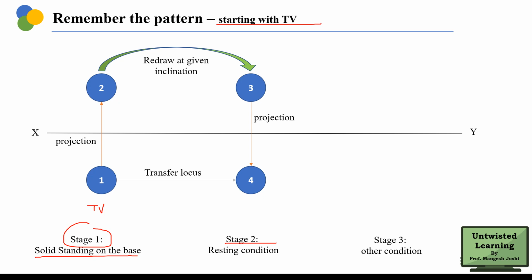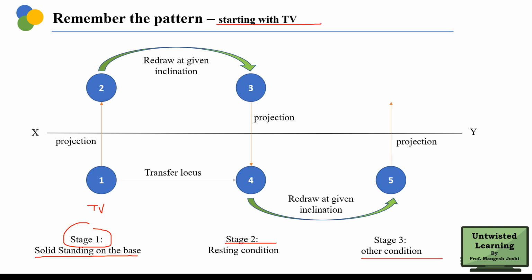Now once you get the fourth diagram, the last condition, whatever the condition is there, you have to incline that. So you have to redraw this fourth diagram at the given inclination. You will understand this better whenever we take a sample problem. Now to obtain the last final figure, that is the sixth figure, you simply have to project all the points of the fifth diagram and transfer all the locuses from the third diagram to obtain the sixth diagram. So you can see, if you start with top view, the pattern is like this, right?